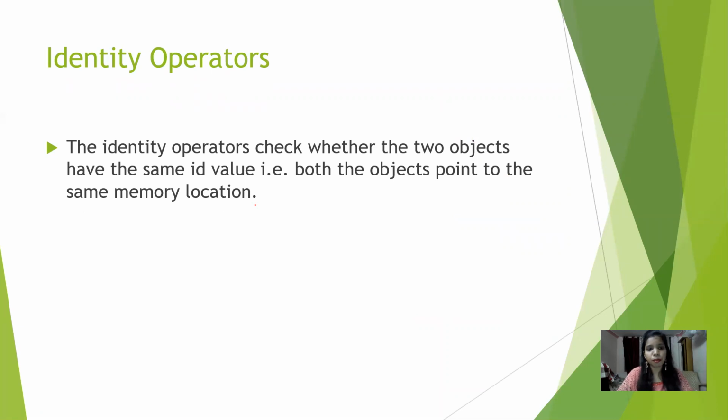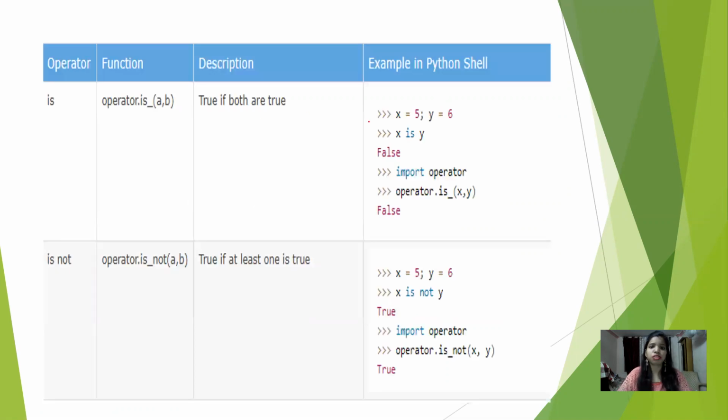Next is the identity operator, which checks the identity of whether two objects are the same or not. See, x is 5, y equals 6, x is y, 5 is 6, no, false. Or you can use the dot is_ command. Now x is 5, y is 6, x is not y, so definitely true. 5 is not 6, so it's true.